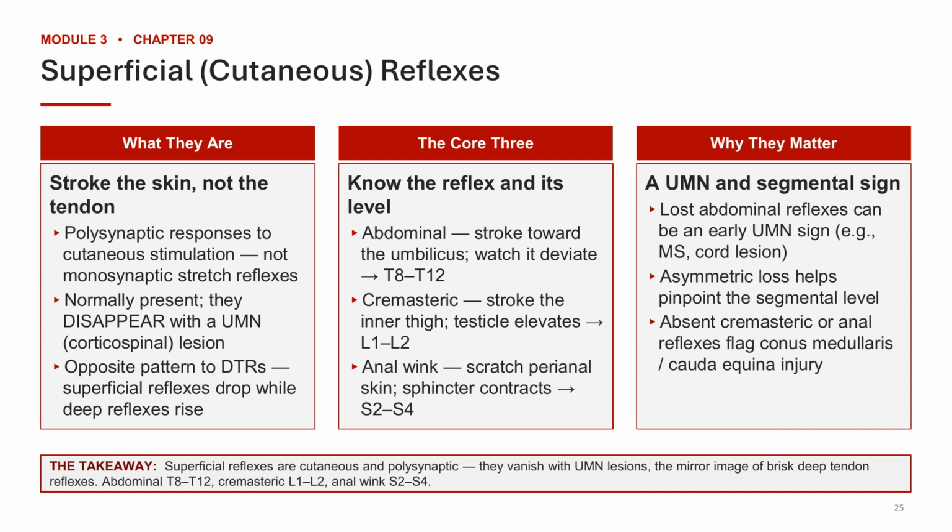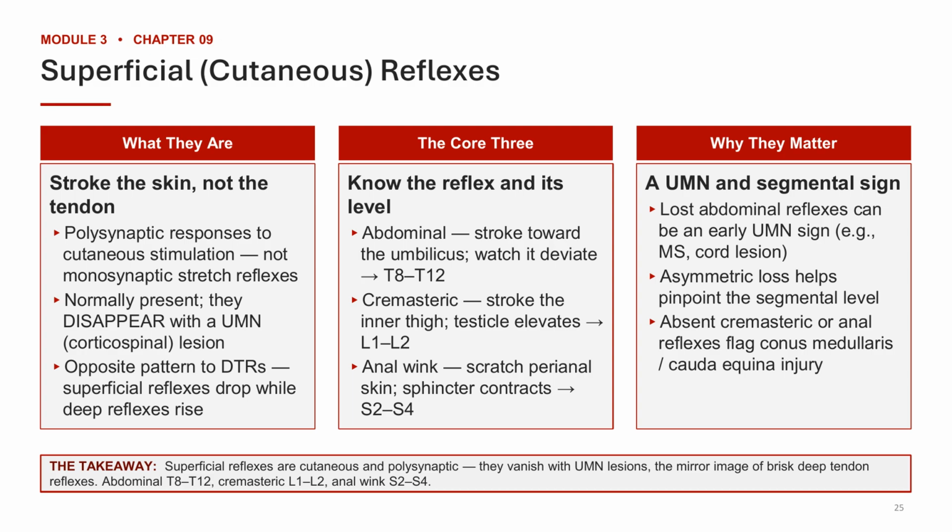Here is a category of reflex that behaves in the opposite direction from everything else we have discussed, and that opposition is exactly what makes it useful. These are superficial or cutaneous reflexes. You stroke the skin, not the tendon. They are polysynaptic responses to cutaneous stimulation, not monosynaptic stretch reflexes. And their pathway ascends to the cortex and returns, which is why they depend on an intact corticospinal system. They are normally present and they disappear with an upper motor neuron lesion.